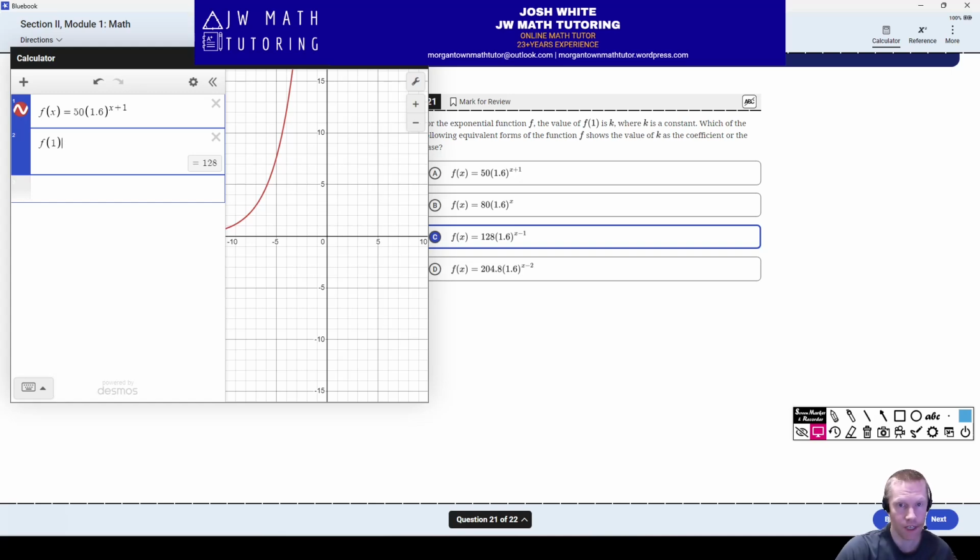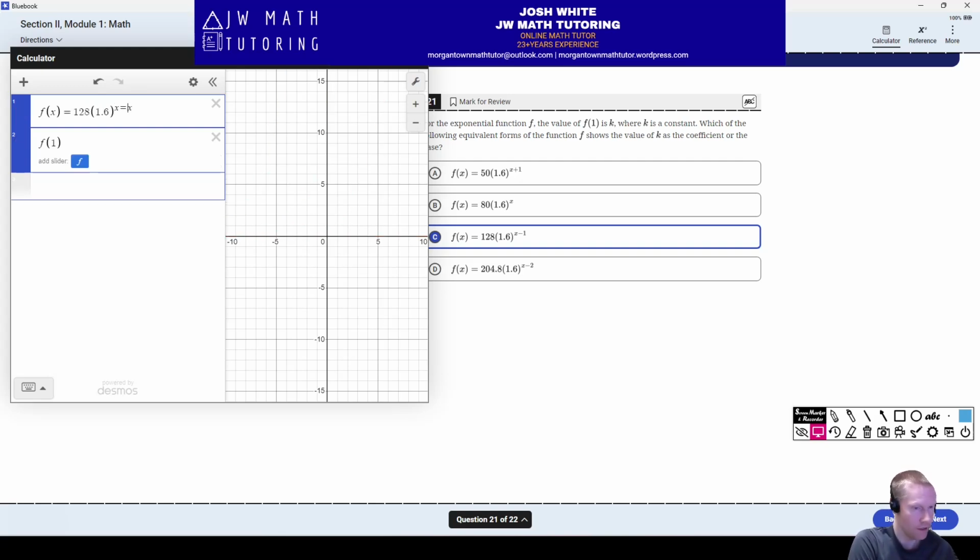Do you see 128 as a base or constant in this answer choice? No. Okay, move on to the next one. So now it's 80, and it is just this to the x. Again, it's 128, like I said, but we don't see it anywhere in here. Now let's go to this one. Again, it's 128. I do see 128 in the front. That confirms that this one is correct.